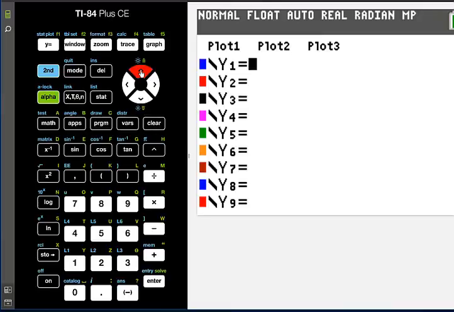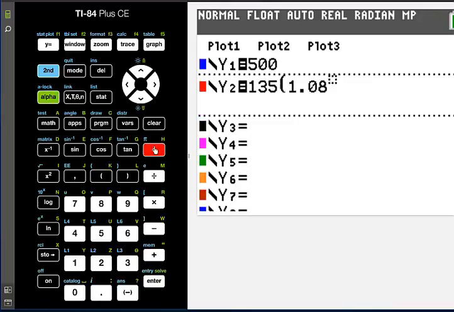And as we just said, what we're going to do is in the y1 line, type the left side of the equation, which was just 500. And then in the y2 line, we'll type the right side. It was 135 times 1.08 to the, use the exponent button, x. And I'll arrow over to close my parentheses.